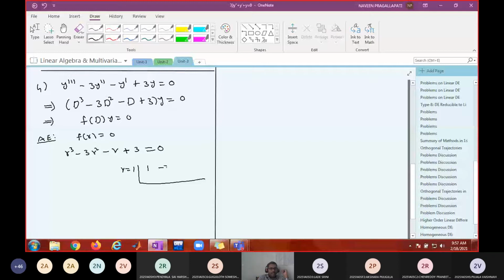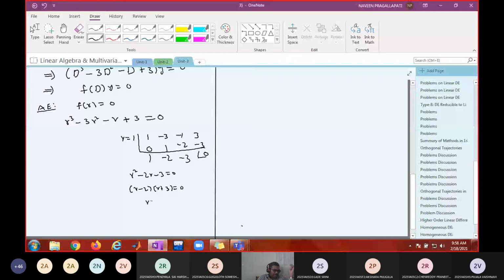One, minus 3, minus 1, 3, 0. Add 1, multiply 1, add minus 2, multiply minus 2, add minus 3, multiply minus 3, add 0. So what is the other factor? r square minus 2r minus 3 equal to 0. That means r minus 2 into r plus 3 equal to 0. That means r equal to 2 and minus 3 are the roots.